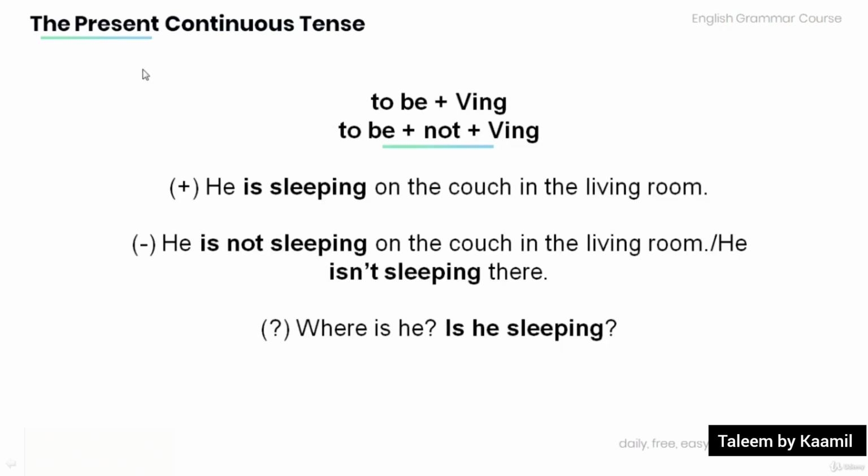Now, to form the present continuous tense, we use to be plus verb ing. The negative, to be plus not plus verb ing. Have a look at the examples below. Positive sentence. He is sleeping on the couch in the living room. Negative form. He is not sleeping on the couch in the living room, or he isn't sleeping there. Question form. Where is he? Is he sleeping?